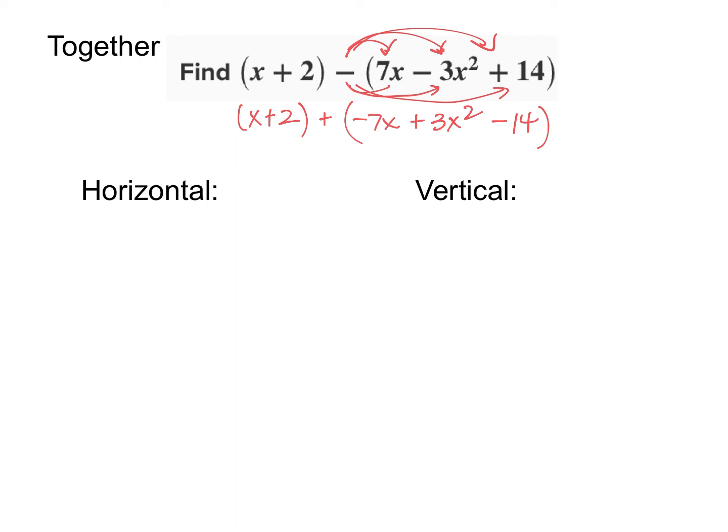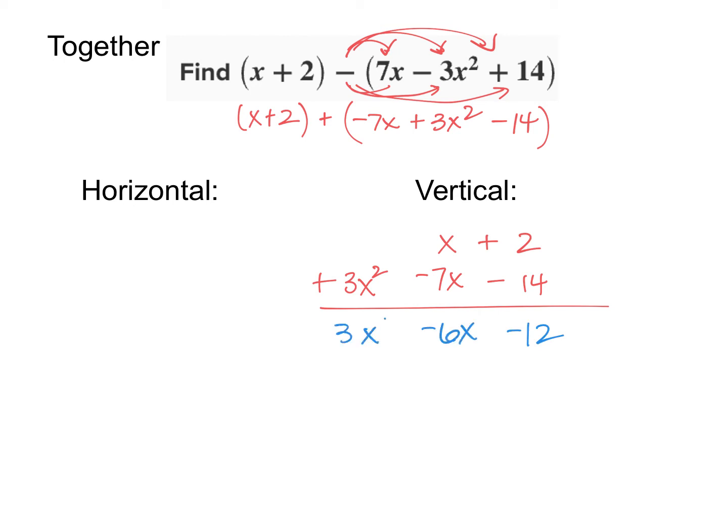Now, two ways you can do it. Again, I don't really like rewriting it, but if you wanted to, you could say, okay, I've got x plus 2, and then I've got a negative 7x. 3x squared would probably come up here, negative 14. Okay, now I can combine them. If I do it like that, I end up with negative 12 back here, negative 6x, and 3x squared. And now I have it in the correct order too.